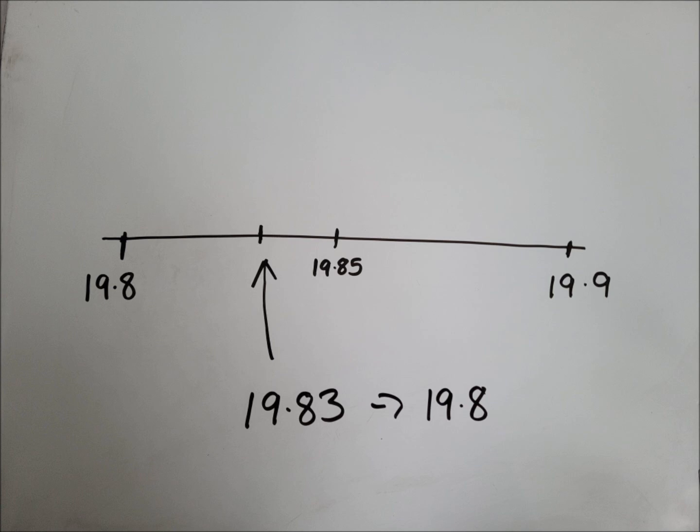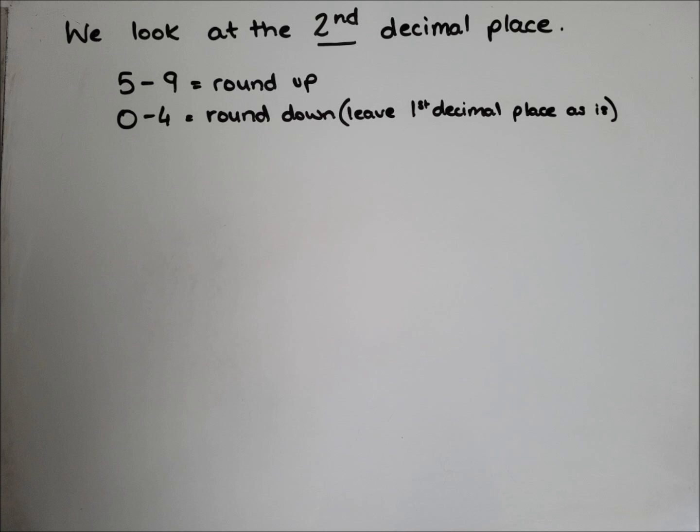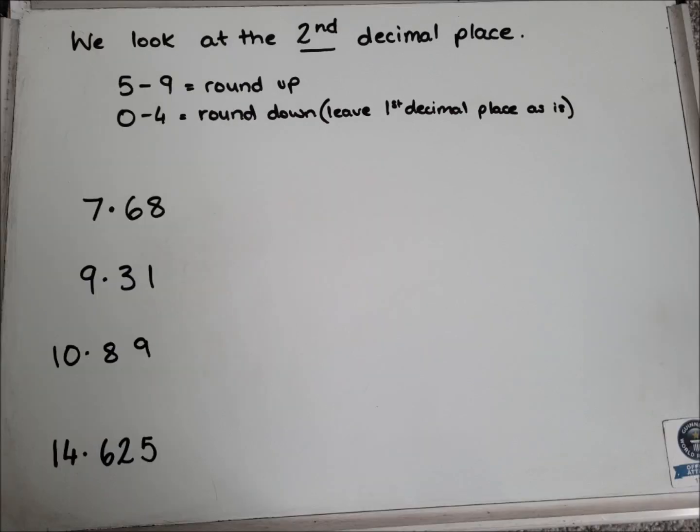So you might have noticed by now, we are looking at the second number after the decimal point, the second decimal place. As before, if it is a 5 to 9, we round it up, and if it is a 0 to 4, we round it down or just leave that first decimal place as it is. So let's have a wee look at these examples first of all. So 7.68, 9.31, 10.89 and 14.625. We're going to look at the second number and decide. So you can pause the video here, have a wee think, and we'll go through them in just a wee second.